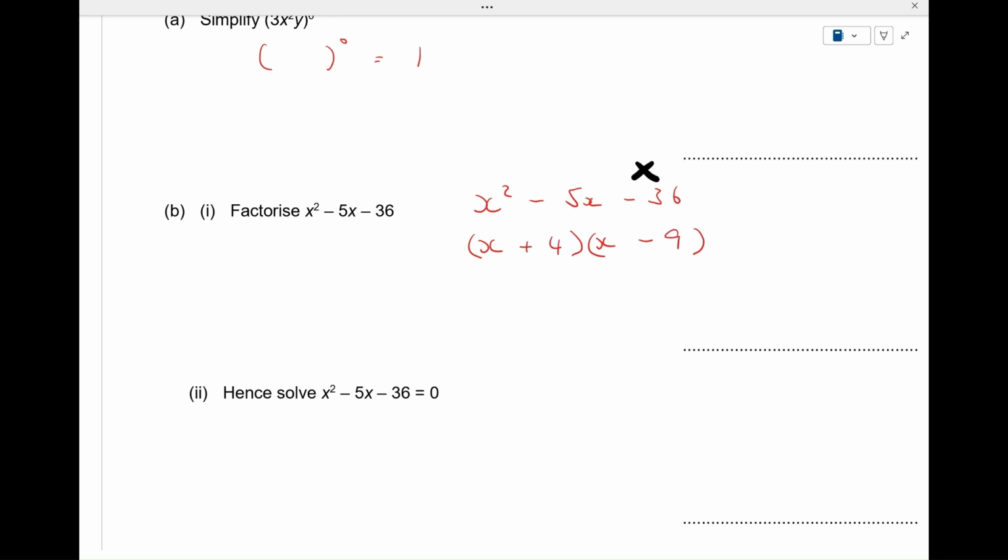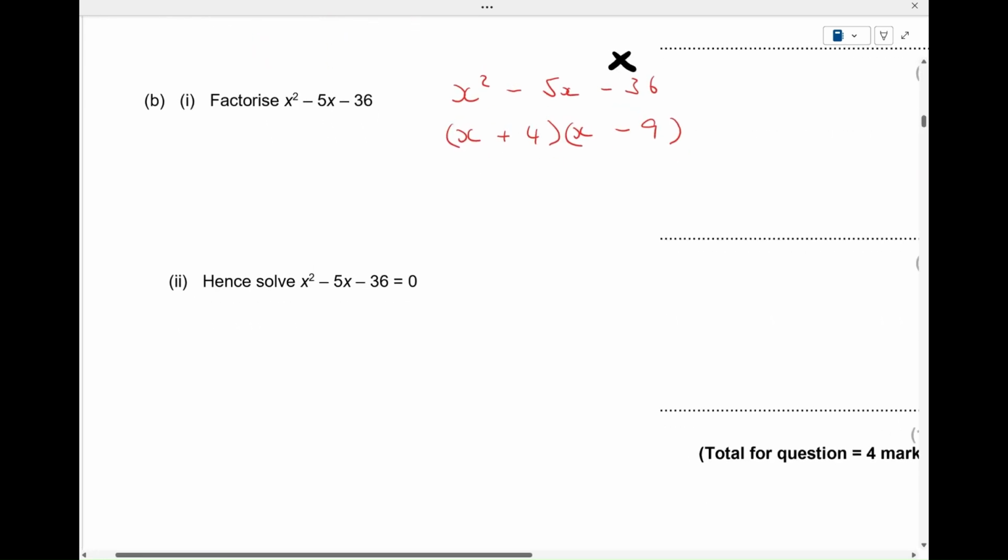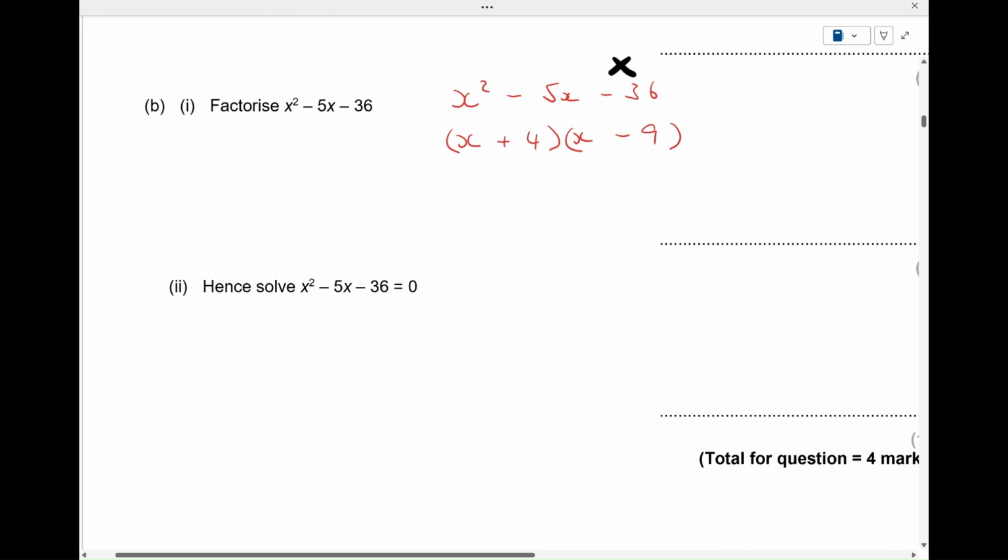I'm sure you've got a similar way to do it. However you do it, I hope it works. And that is the answer. Of course, you can check by expanding those brackets and check you get back to what you started with.